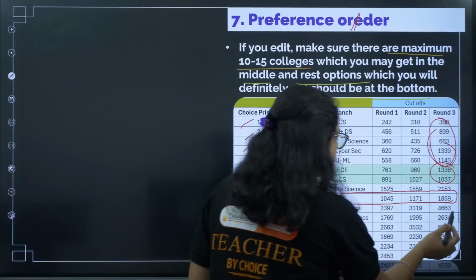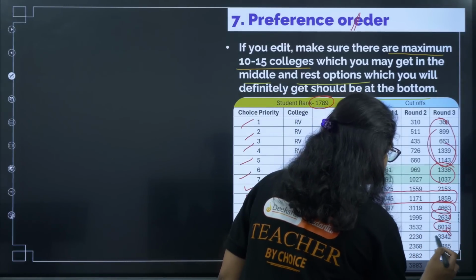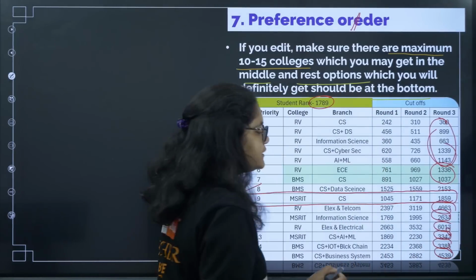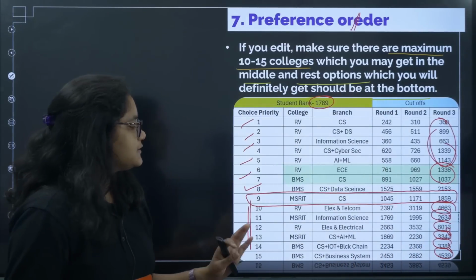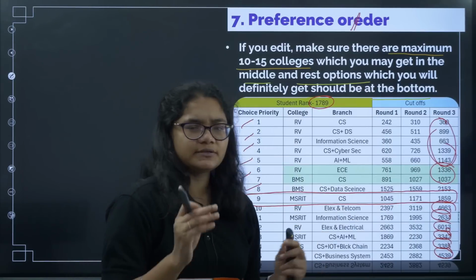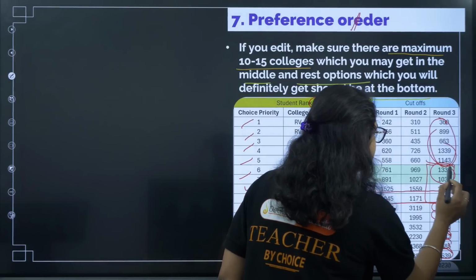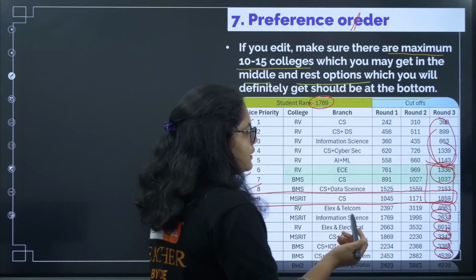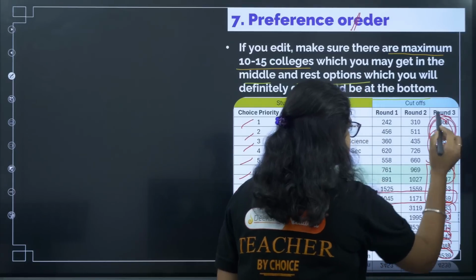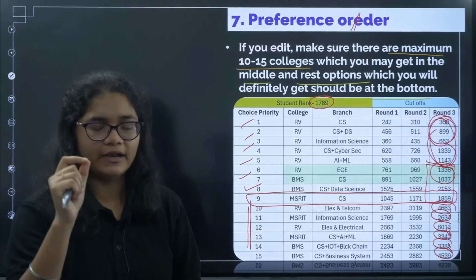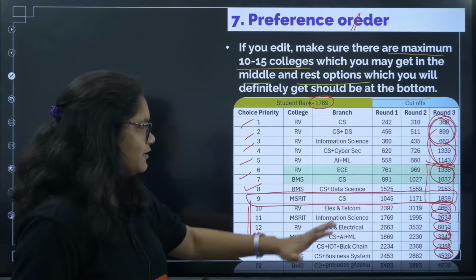So you can say 4000, 2000, 6000, 3000, 3000, 4000, these cutoffs are there. That is why we can say that these are the options where the student can easily get the colleges. These are the options where there is little doubt, between 1300 and 1800, and these are the options which are rarely, most difficult to get.